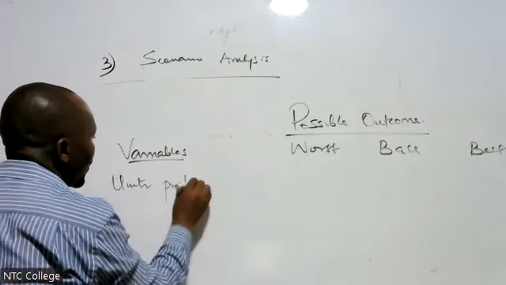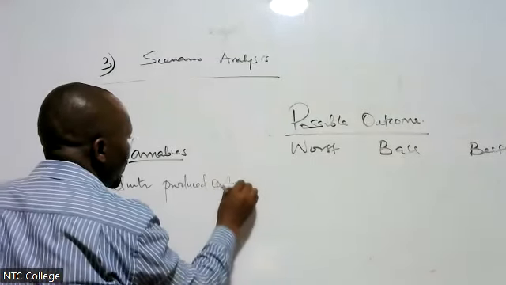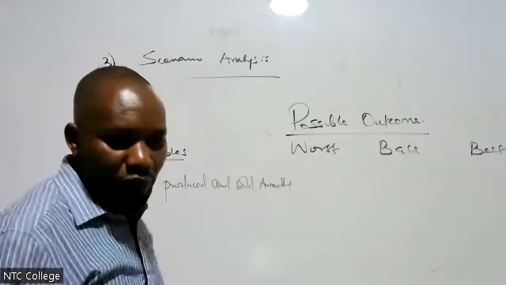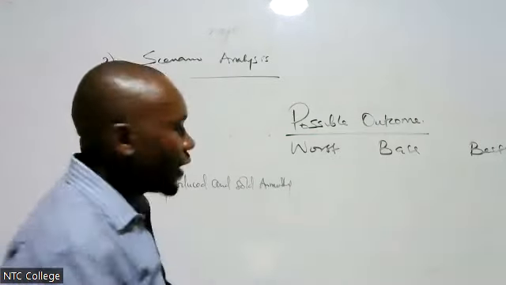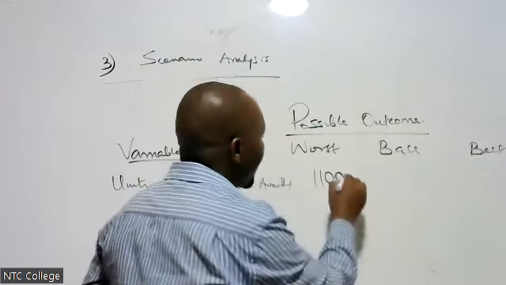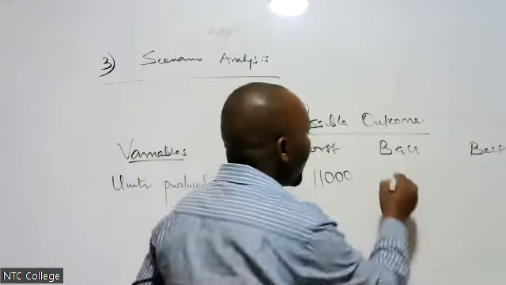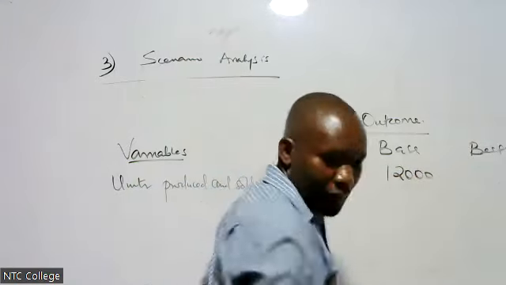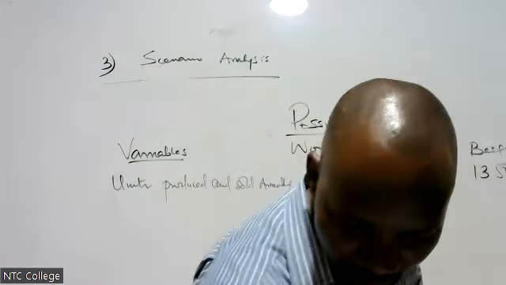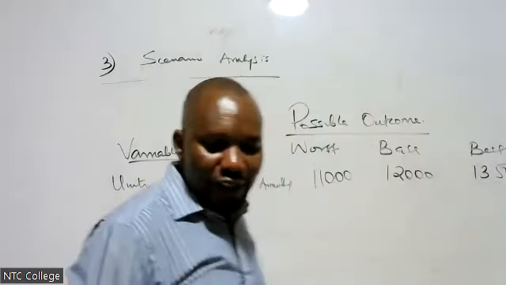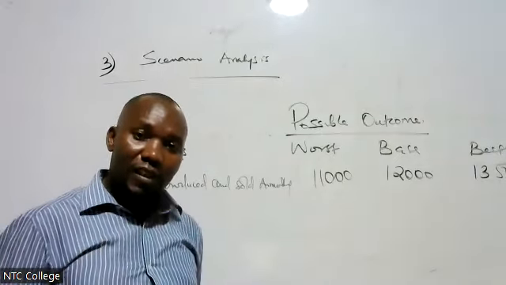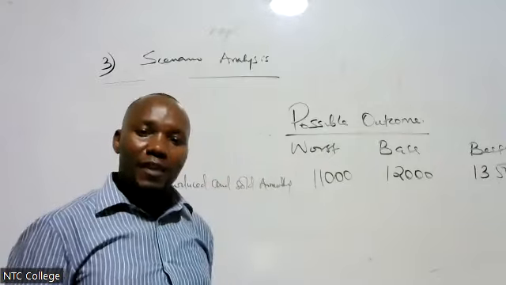produced and sold annually. In the worst case scenario, we have 11,000. Then we have 12,000. Then we have 13,500, I believe. Those are units that, if things go well, you can be able to produce using that machine that you bought and sell them fully. Nothing will be left unsold.